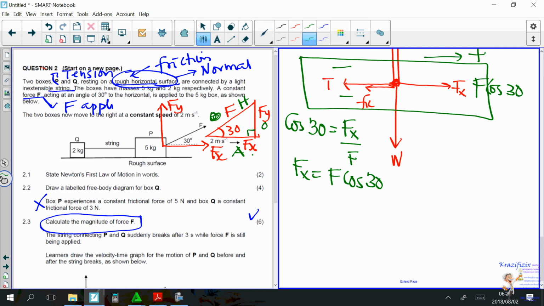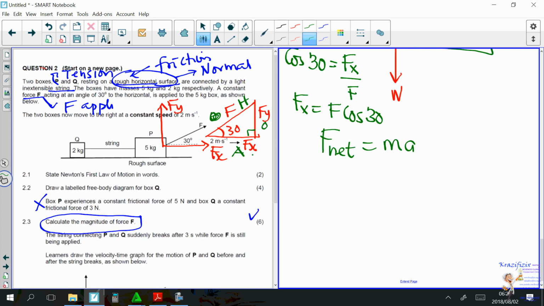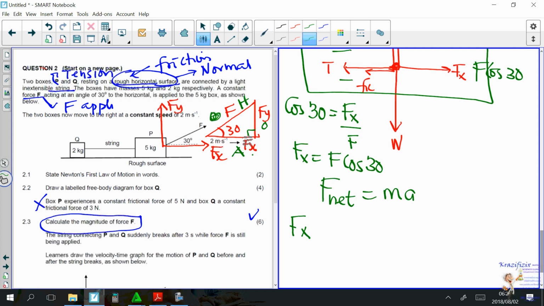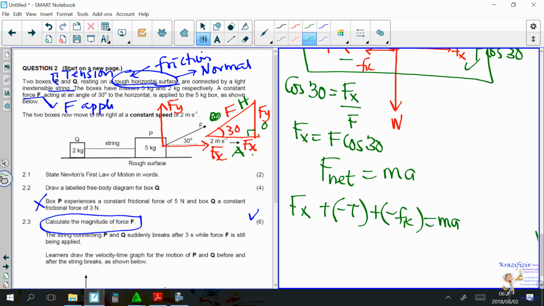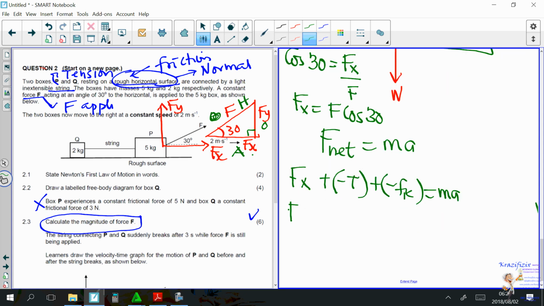Now I have Fx plus, okay, let's do this. F net equals MA. All right, which is Fx. I want you to see the diagram. I want you to be able to see my diagram first. Fx plus negative tension, I'm sure you know where the negative is coming from, plus negative friction equals what? MA. Okay, so let's do this together now. Let's try to substitute together. This is F cos 30, all right?